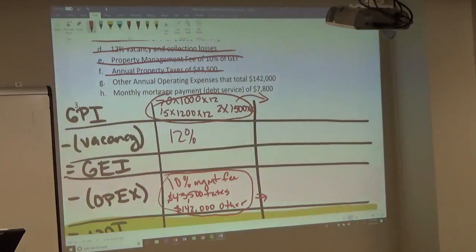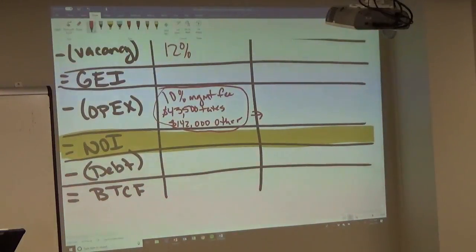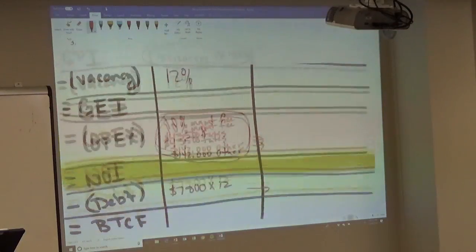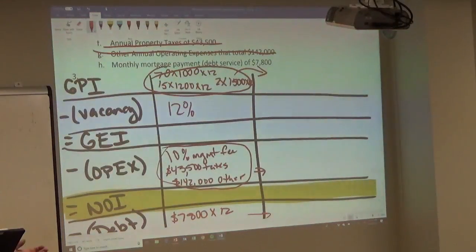So let's work on, oh, and we got one more thing up there we haven't filled in yet. Monthly mortgage payment or debt service of $7,800. So debt service comes down here, and that's $7,800 times 12 because that's monthly. And again, that number is going to get brought over here. So now we're finally ready to do our math. We're finally ready to bring everything over.